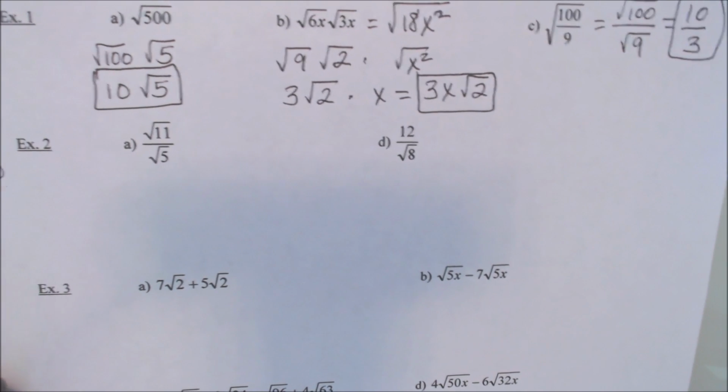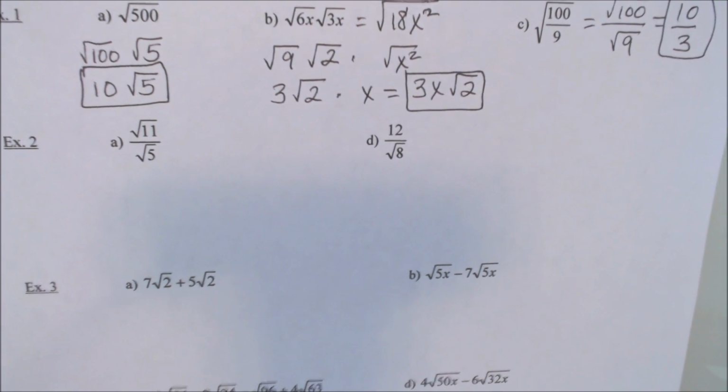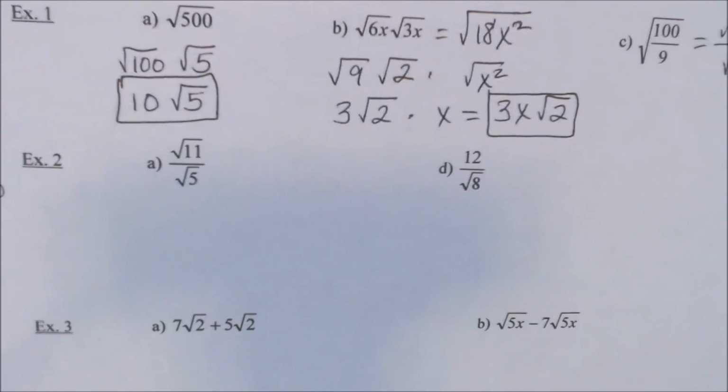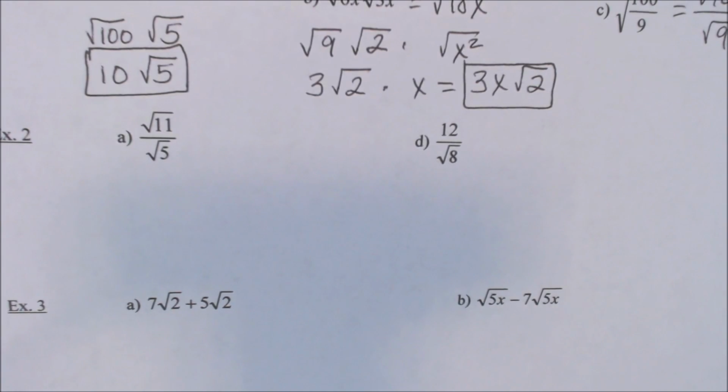All right, let's take a look at example 3. The square root of 11 on its own, of course, doesn't simplify since 11 is a prime number, and the square root of 5, same thing. Neither one of those simplify.